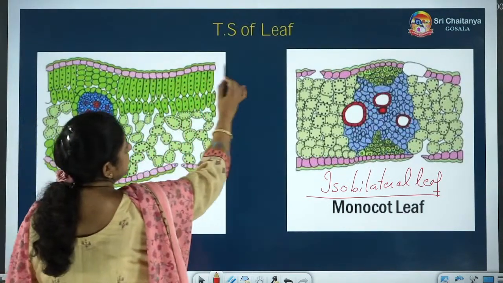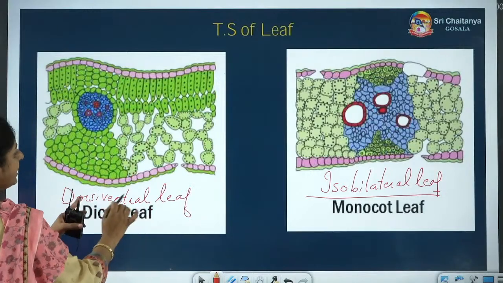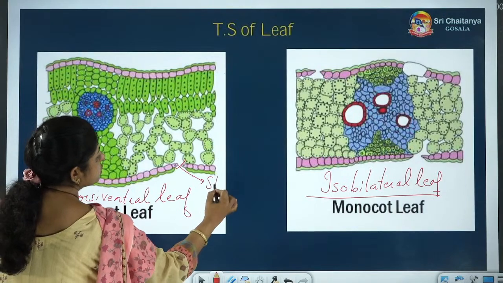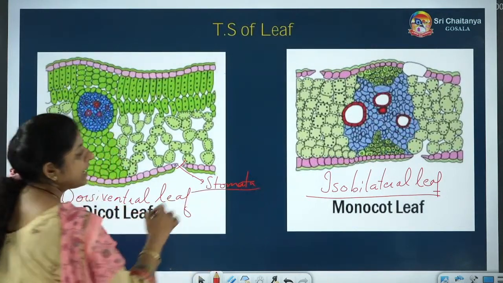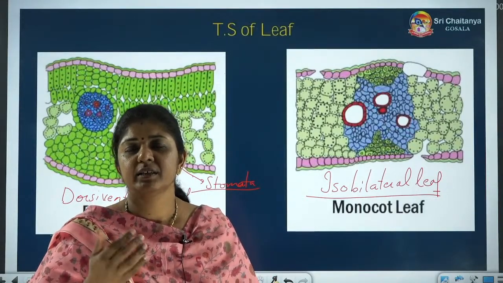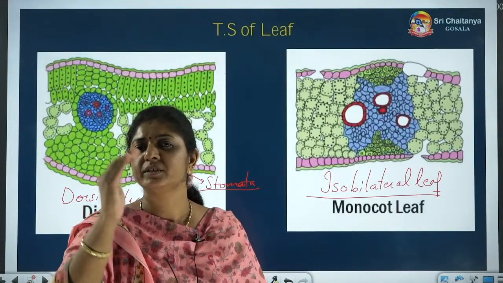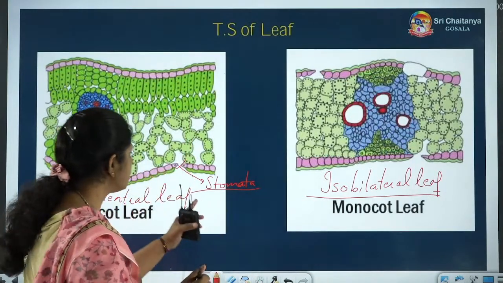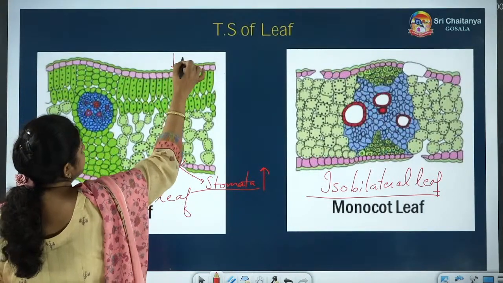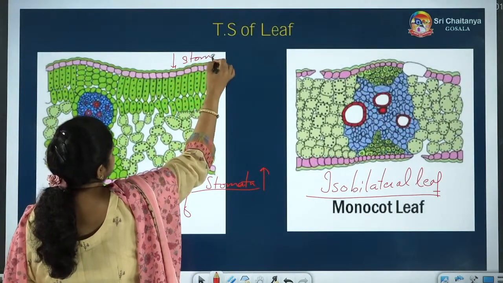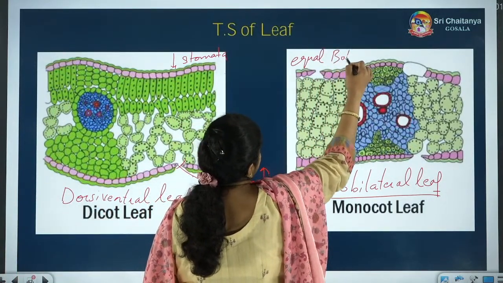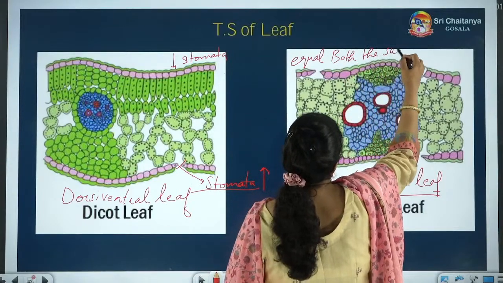Can you see here the epidermis in pink color, right? But here the stomata are the pores. I hope you know the stomata. Stomata are the small pores, like we have nostrils, for exchange of gases. These leaves have stomata for exchange of gases. That stomata number will be more towards the lower surface and less towards the upper surface. But here it will be equal on both the surfaces.